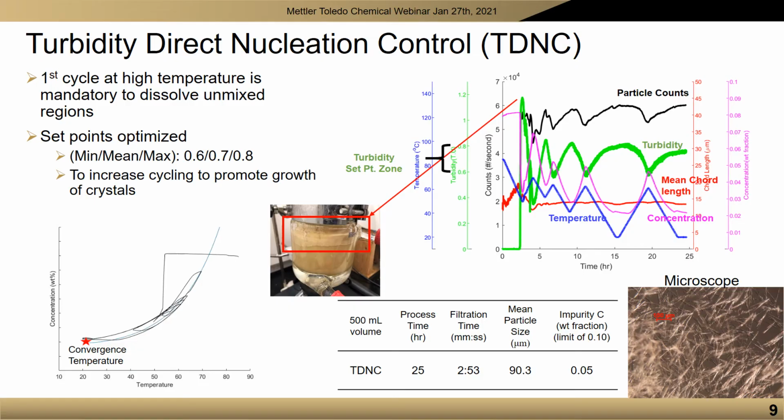The TDNC approach generated crystals far larger than any converging methods done prior while keeping impurity at a controlled level. A simple Buchner funnel filtration presented double the filtration rate than the original recipe run.